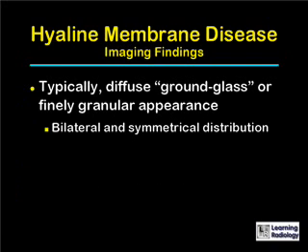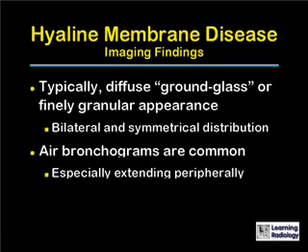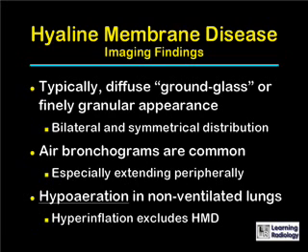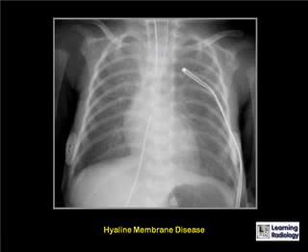The imaging findings typically include a diffuse ground glass or finely granular appearance to the lungs. Typically, it is bilateral and symmetrical in distribution. Air bronchograms are common, especially extending to the periphery of the lung. And in non-ventilated lungs, the rule is usually hypoaeration. In fact, hyperinflation, for all practical purposes, excludes hyaline membrane disease.